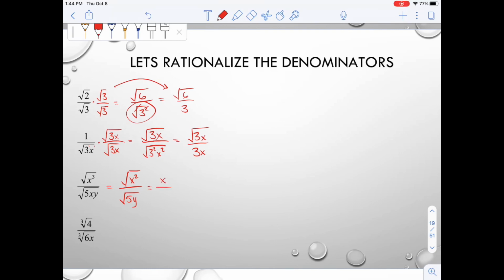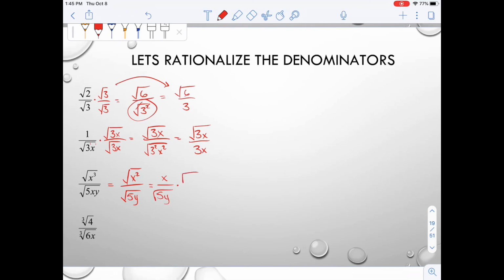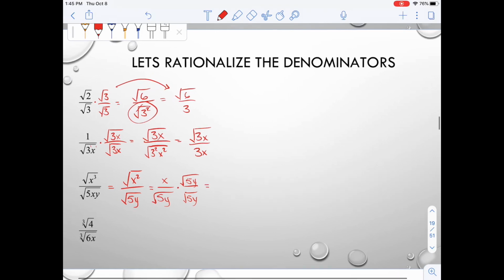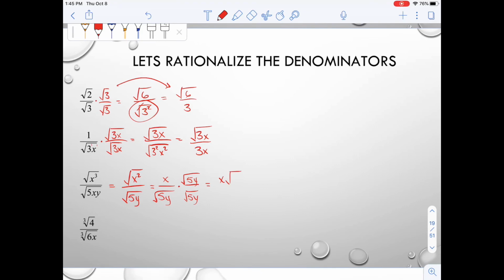The square root of x squared is x, over the square root of 5y, and that I'm going to have to rationalize. Again, it's a square root, so I'm simply going to multiply by the square root of 5y over the square root of 5y so that I get quantities that are going to cancel here. I'm going to skip right to the end here. We're going to have x square root of 5y over 5y.